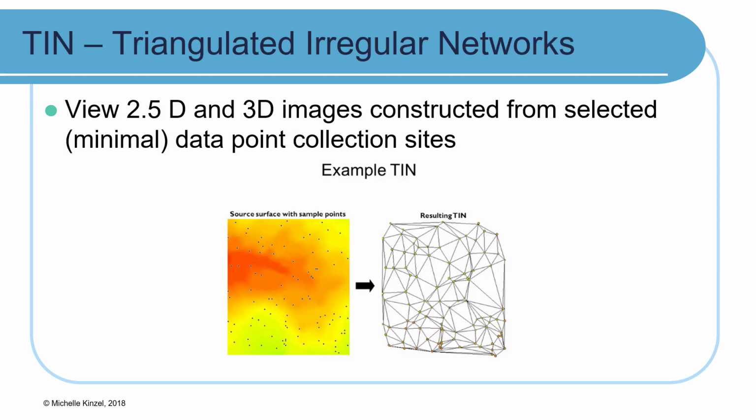So here is a 2.5 dimension and 3-dimensional image constructed from selected minimal data point collection sites. On the left, you can see the point data is where values were actually collected. And then on the right is the 3-dimensional TIN, or triangulated irregular network.